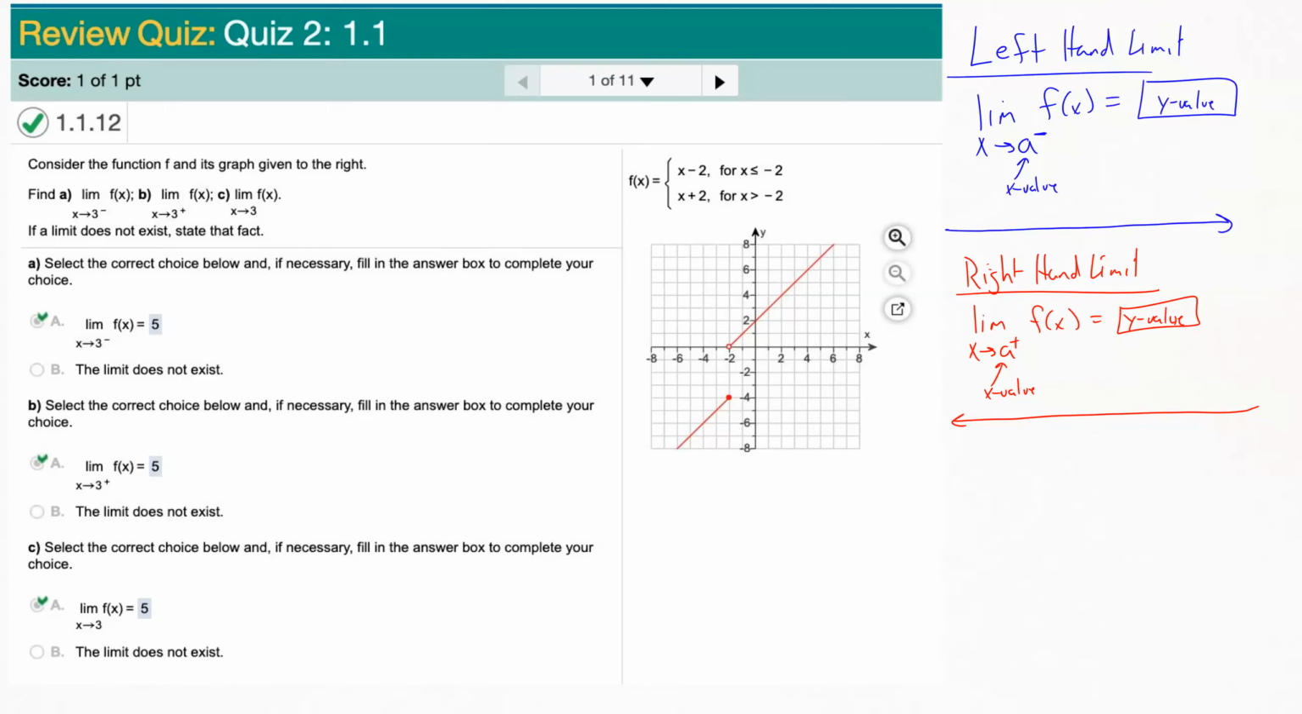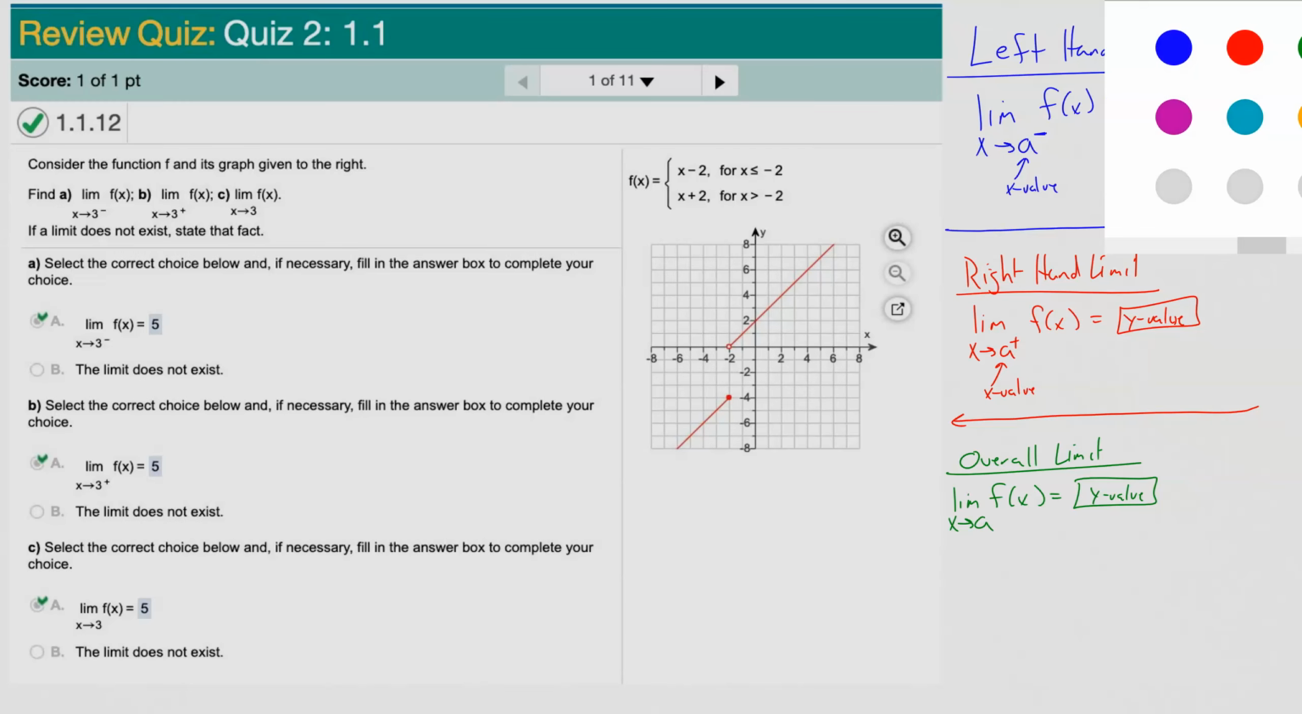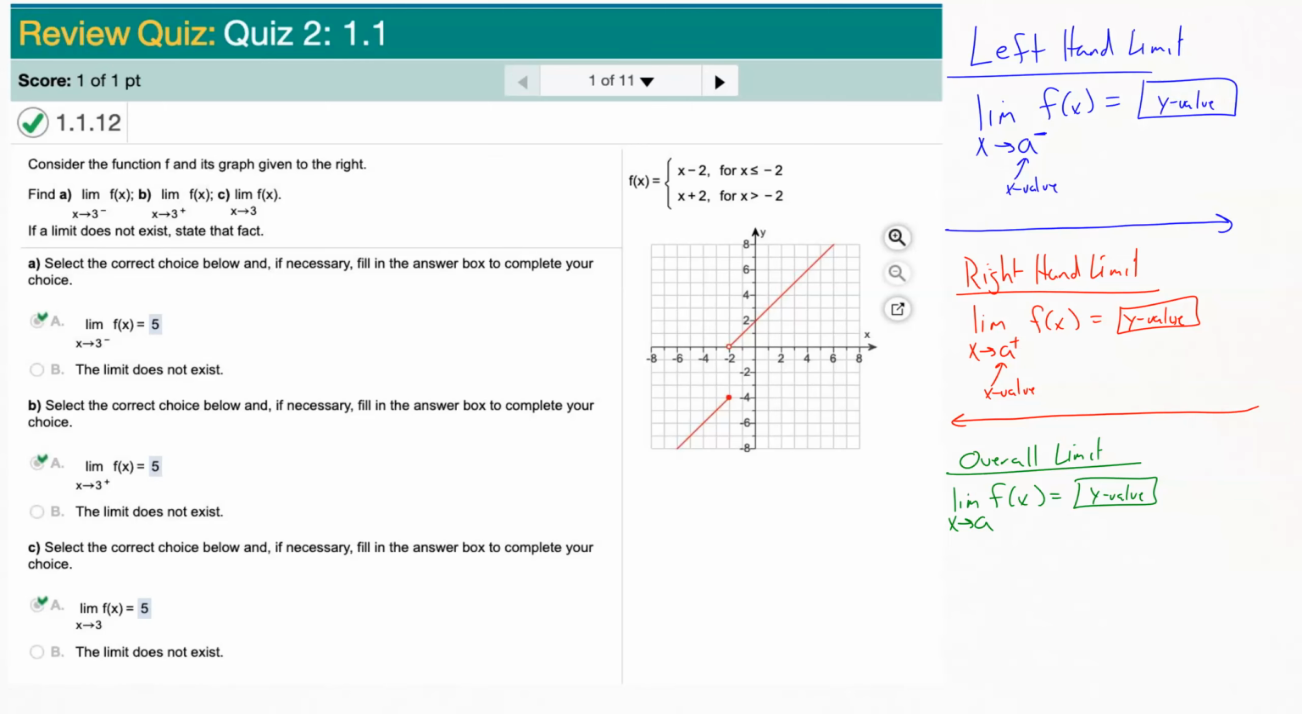And then the last option, the last limit they have is an overall limit. And so an overall limit looks like limit as x approaches some number a, and they won't put a plus or a minus, they won't have anything in the exponent, of f of x. And this will either be a y value or a does not exist situation. And hidden inside this question is really, you need to know, does the left-hand limit equal the right-hand limit? That's what we have to answer in order to answer an overall limit question.